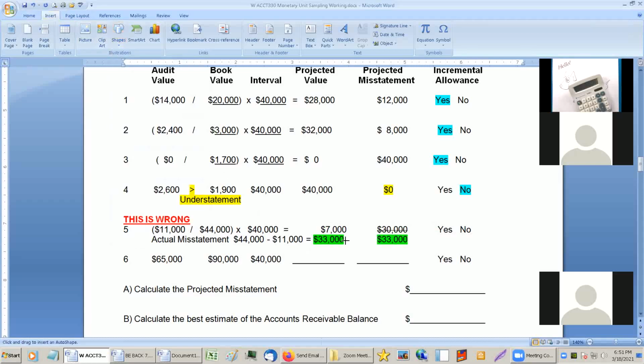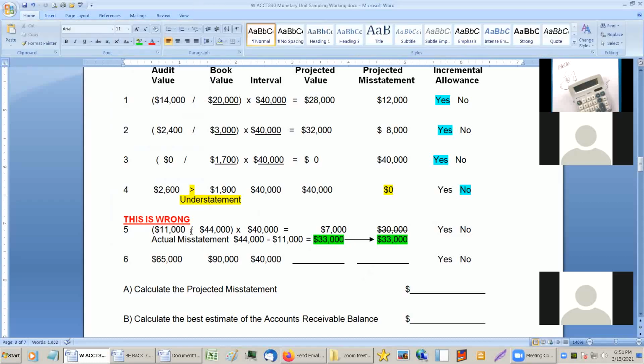So this would be what we would use. If the item is larger than the interval, so the book value for that item is 44,000, the interval is 40, it's bigger than the interval, you do not multiply it out. You simply take whatever the error is, 33,000.